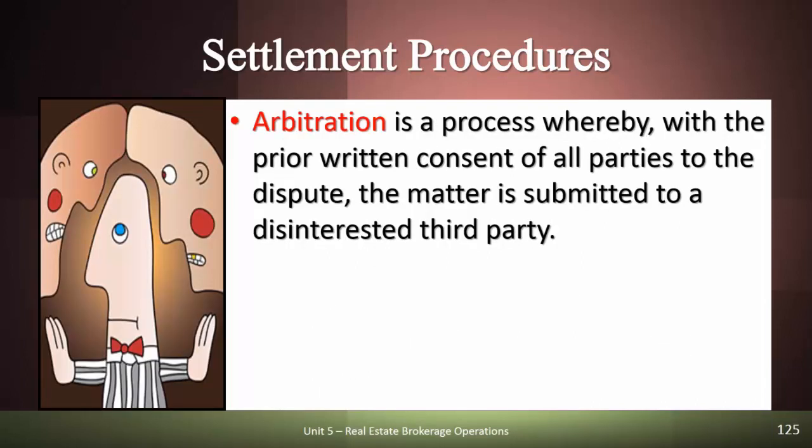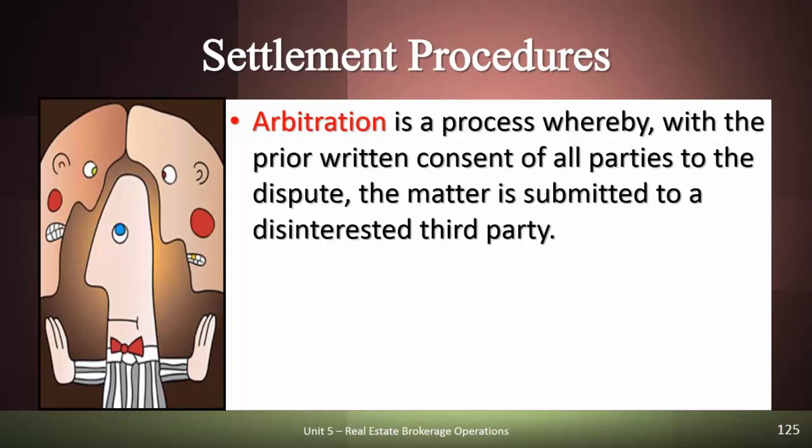Another possible settlement procedure is arbitration. This is a process whereby you get the prior written consent of both the buyer and the seller, submit the matter to a third party, and have that third party designate who should get the money. This is a binding judgment in favor of one side or the other because the parties agreed in advance to abide by the final decision in writing.